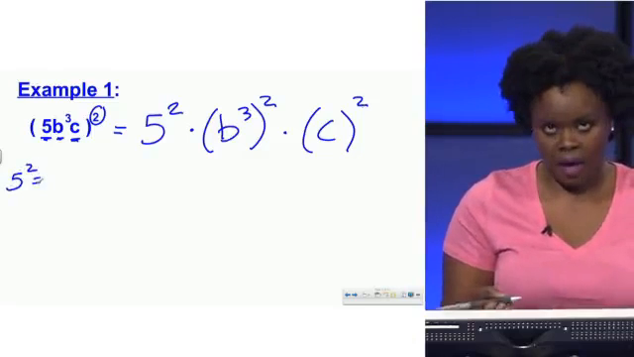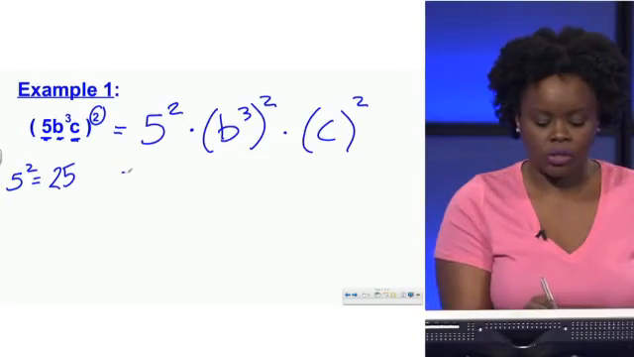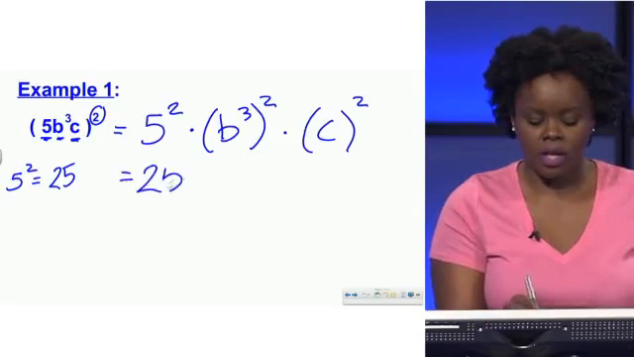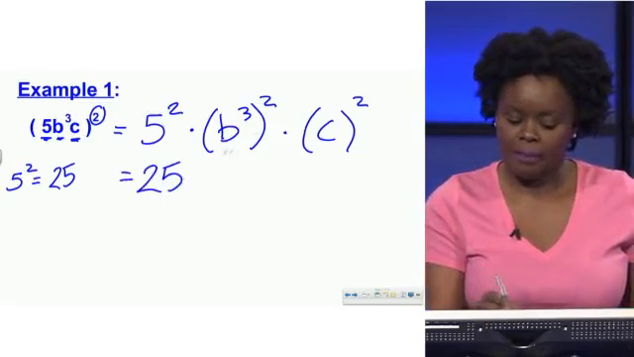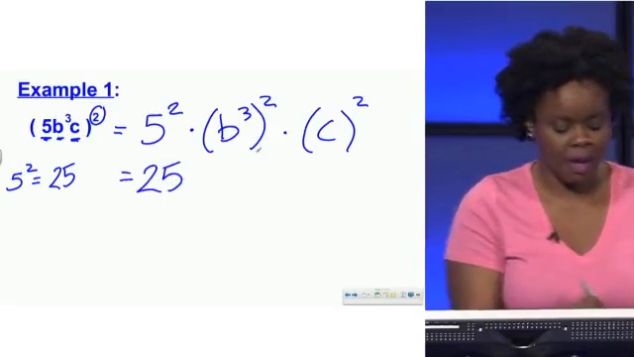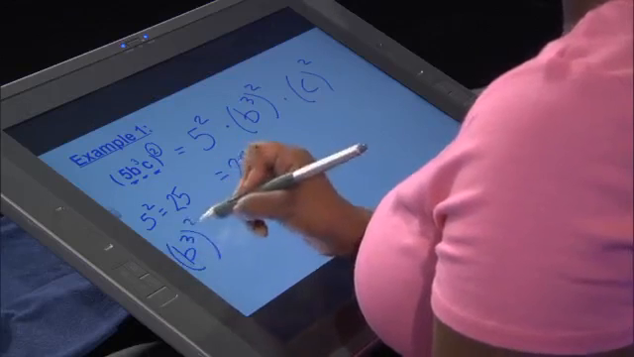That's 5 times 5. So that's 25, right? So know that that first part just simplifies to 25. Now for this one, that b cubed raised to the second power, let's come off to the side. B cubed raised to the second power.